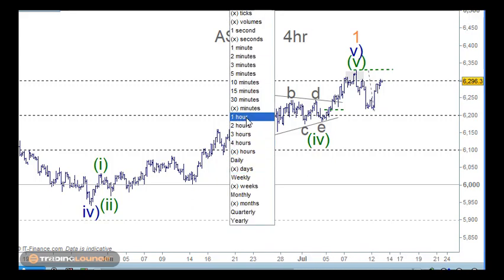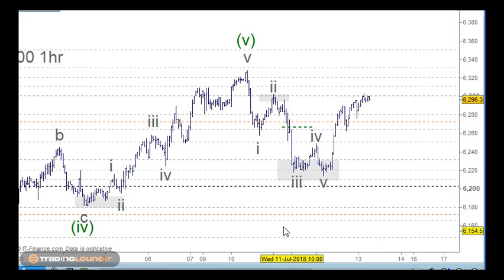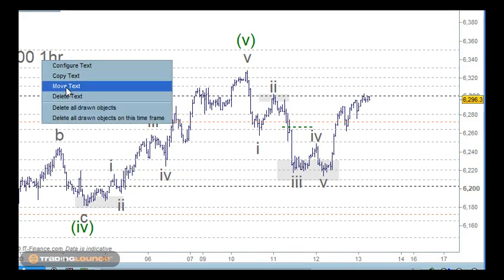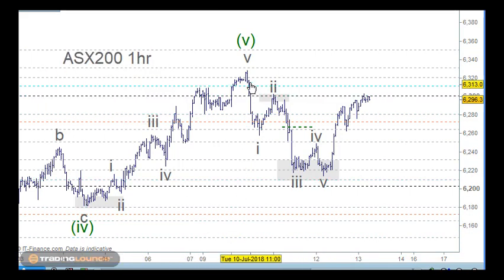I'm not sure if I've been working on the 2 hour or the 1 hour, but okay. So just the 1 hour chart here. So last time we were looking for a top, we've come down nicely. We're looking for a retest as wave 2 here, and then I can count this down as wave 3, 4 and 5 here.